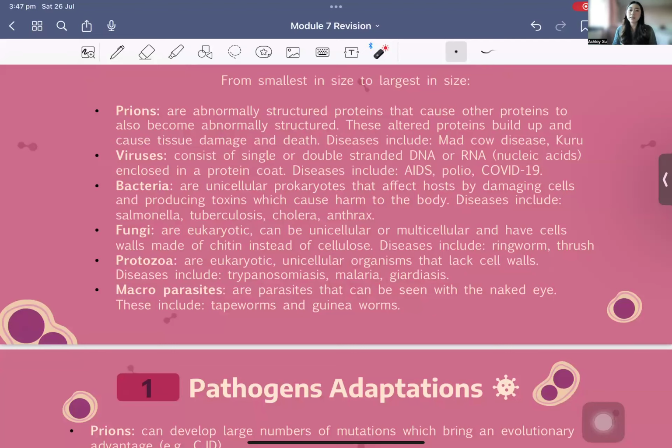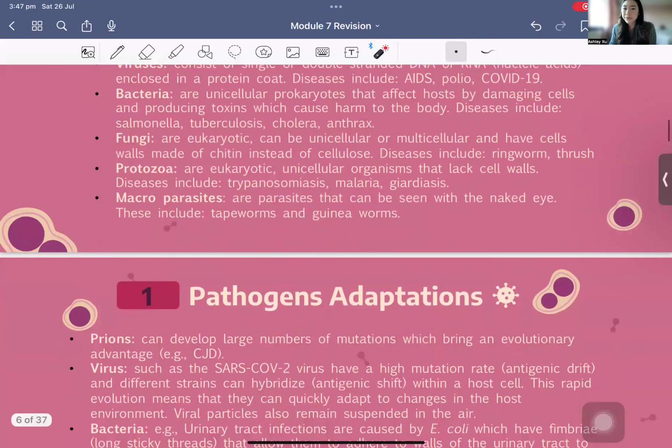Malaria is a disease that is caused by and transmitted via mosquitoes. It is a very dangerous disease that is not in Australia, which is very good for us. But a lot of developing countries have it in warm climates. Moving on, macroparasites. We've mentioned this before. It is a parasite that can be seen with the naked eye. They include tapeworms and guinea worms.